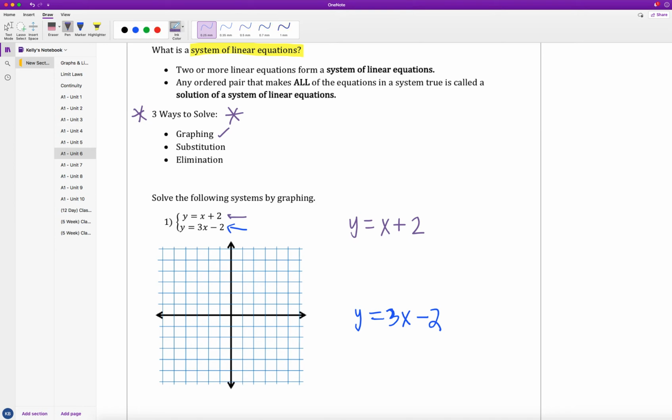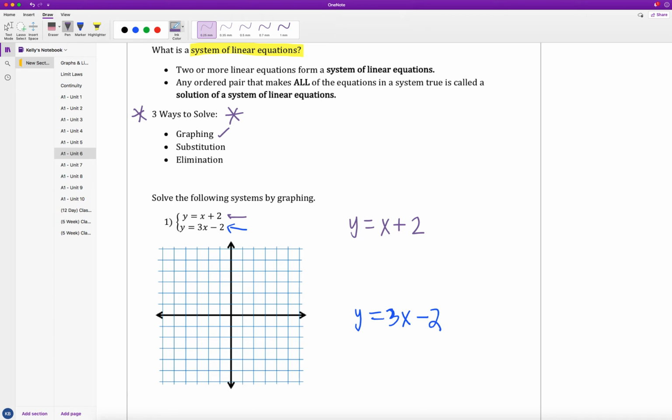Now, for us to solve this by graphing, we're looking for a coordinate pair that is true for both of these. So on a graph, we're looking to see where these two lines intersect. Because if there's a point where those two lines intersect, then that point is true in both the y equals x plus 2 equation and the y equals 3x minus 2 equation.